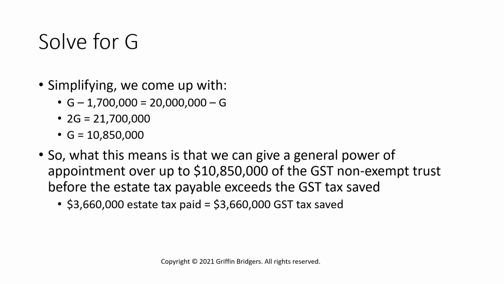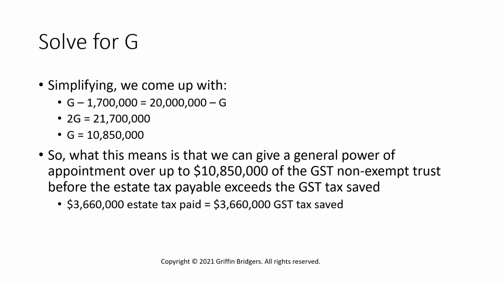So solving for G, I skipped some steps on the calculation, but we essentially have G minus $1.7 million equals $20 million minus G. We can solve for G and come up with a G of $10,850,000. So what that means is we could give a general power of appointment over up to $10,850,000 of the GST non-exempt trust before the estate tax that we pay exceeds the GST tax that is saved. So essentially our break-even point here is 3.66 million in estate tax paid for 3.66 million of GST tax saved.